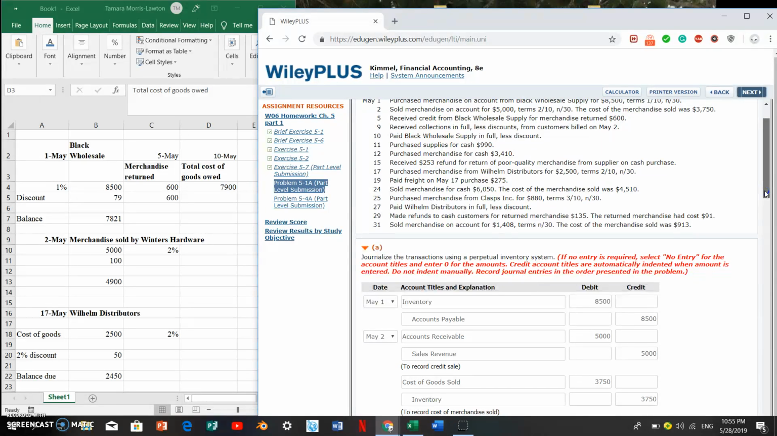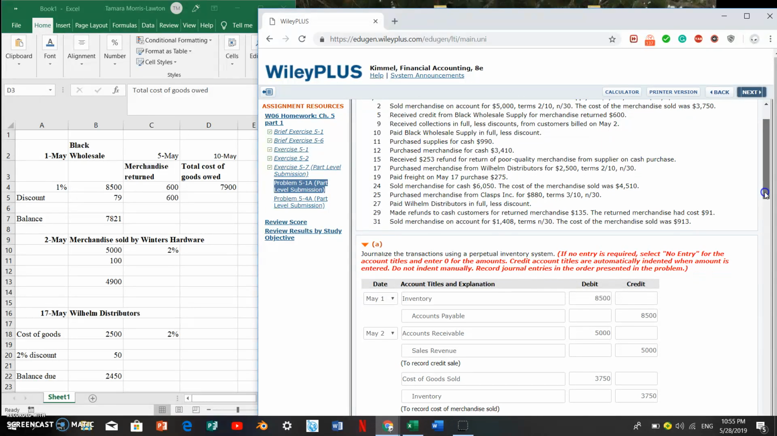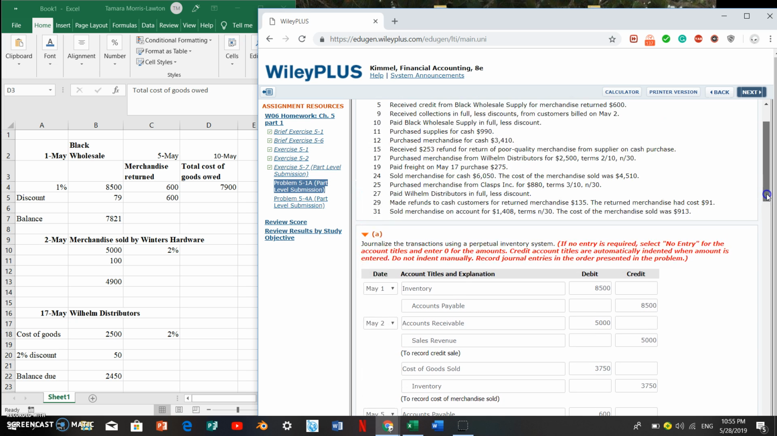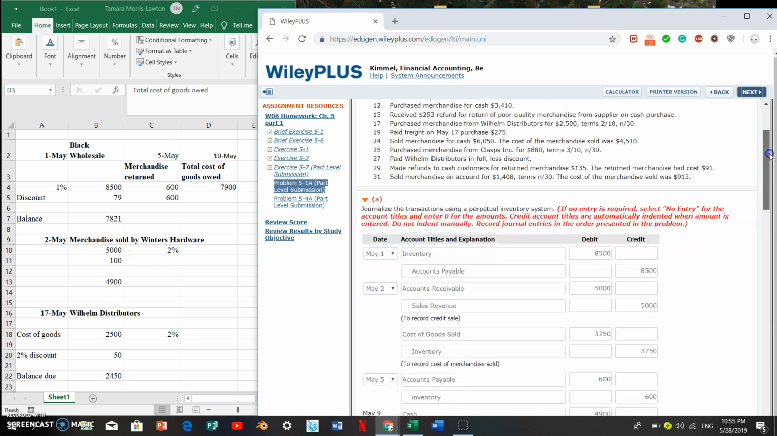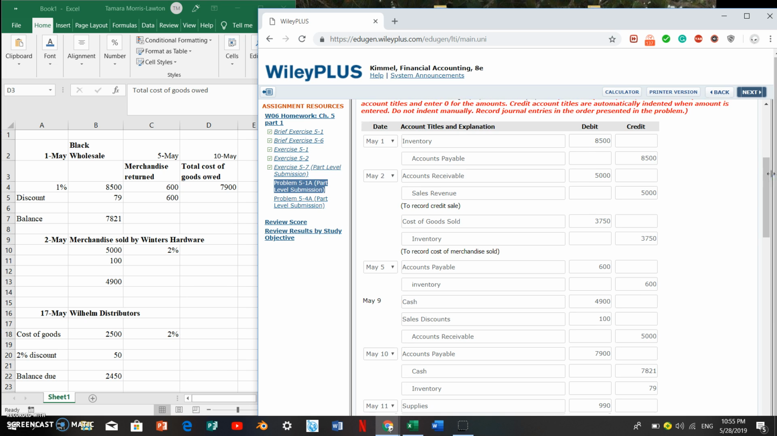On May 9th, they received collections in full less discounts from customers billed on May 2nd. Remember, on May 2nd, they sold goods to customers worth $5,000. The customers didn't return any of the goods, so they paid less the discount of 2%. The discount was $100, which we subtracted from the $5,000, so the customers only paid $4,900. We would debit the cash account with $4,900, debit the sales discounts account with $100, and credit the accounts receivable account with $5,000 to show the full amount.